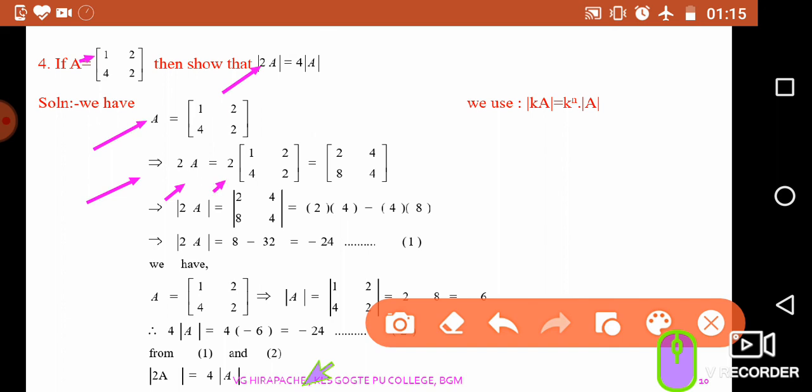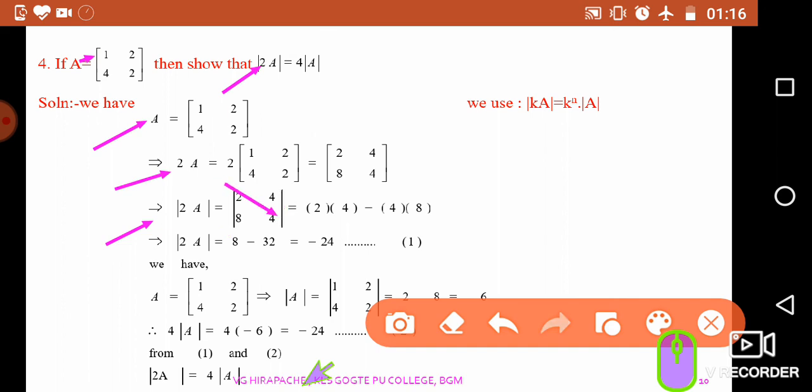Therefore multiplying 2 to every element of the given matrix, that is 2 1s are 2, 2 2s are 4, 2 4s are 8, 2 2s are 4. Therefore the new matrix is obtained with its elements 2 4 8 4. Now this is the 2A matrix. Now let me find the determinant of 2A. The matrix is converted into the determinant of 2A: 2 4 8 4.